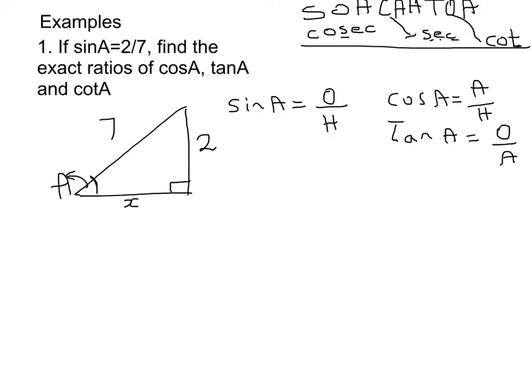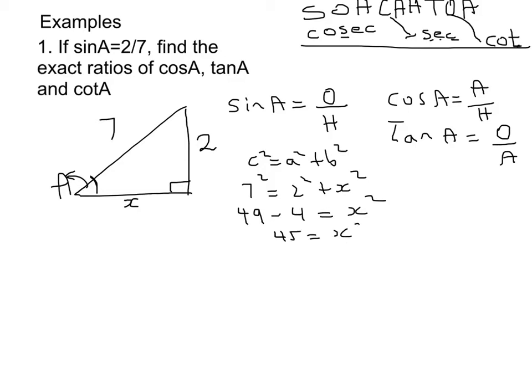We use Pythagoras' Theorem. So c squared equals a squared plus b squared. Remember, my c is my hypotenuse, so 7 squared equals 2 squared plus x squared. So that's 49 take away 4 from 2 squared equals x squared. So 49 take away 4 is equal to 45. So 45 is equal to x squared.